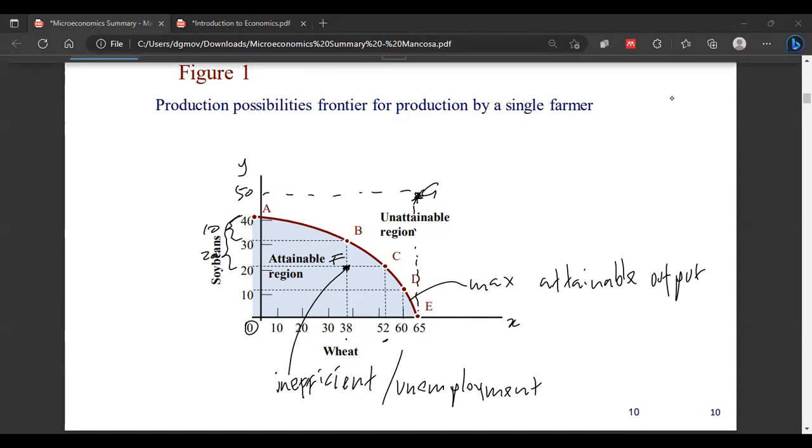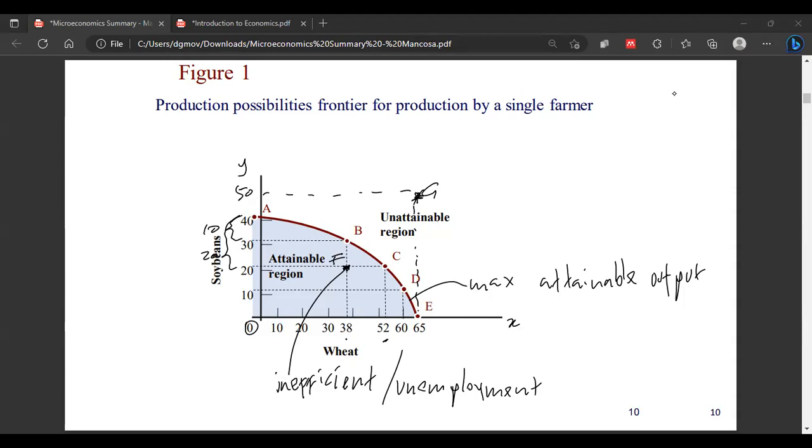So points beyond the PPF are unattainable. There are no resources to produce at point G. The resources that are available can only give us points along the PPC if we are fully utilizing the resources. If we don't fully utilize the resources, we are in the attainable region within, so we're not being efficient. We need to be efficient and use maximum output. But along the curve of the PPC, we learn that producing more wheat requires sacrificing more soybeans. Hence, opportunity cost increases as we move along the PPC or the PPF.